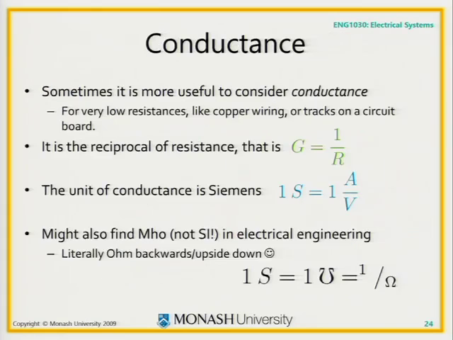Okay, and finally, sometimes, if we've got really low values of resistance, so if our resistance is like 0.001 ohms, it makes more sense to talk about what we call the conductance of the circuit. And the conductance is basically the reciprocal of the resistance. So you've got G being 1 over R, and the units of conductance is what we call a Siemens or a mho. Okay, so that's it for today.